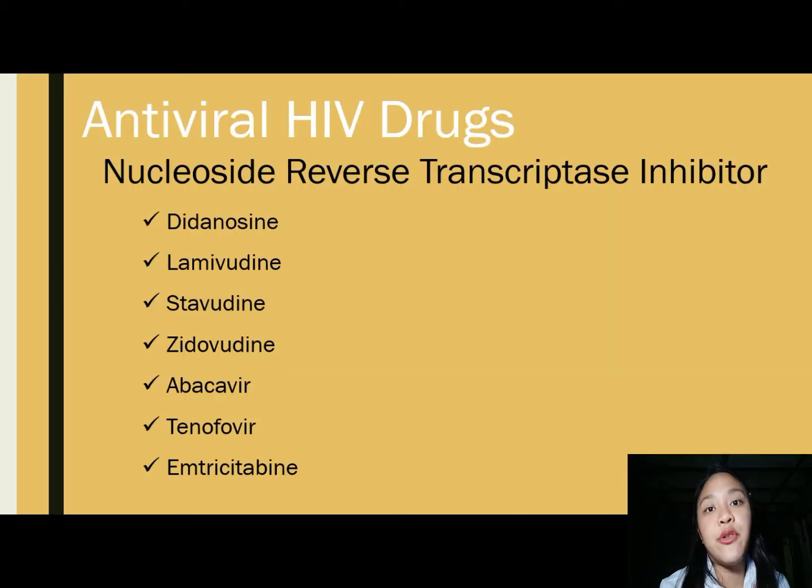Nucleoside reverse transcriptase inhibitors, or NRTIs, interfere with HIV viral RNA-dependent DNA polymerase, which inhibits the replication of the virus. The dosages of NRTI drugs are adjusted for people who have renal problems, and all NRTI drugs except for didanosine should be taken with food. Didanosine should be taken 60 minutes before a meal or 2 hours after a meal.